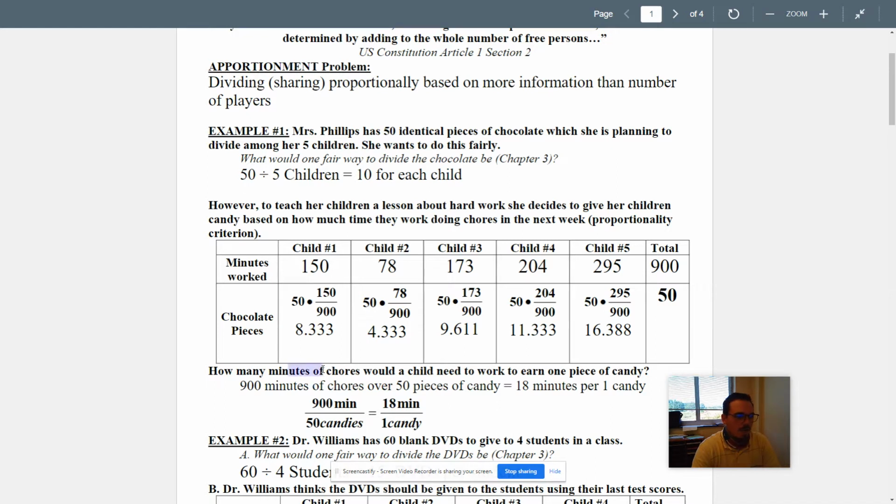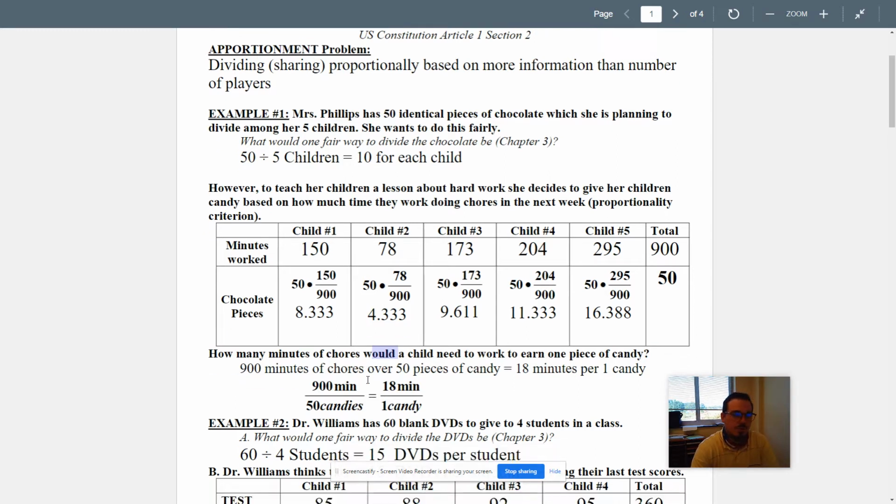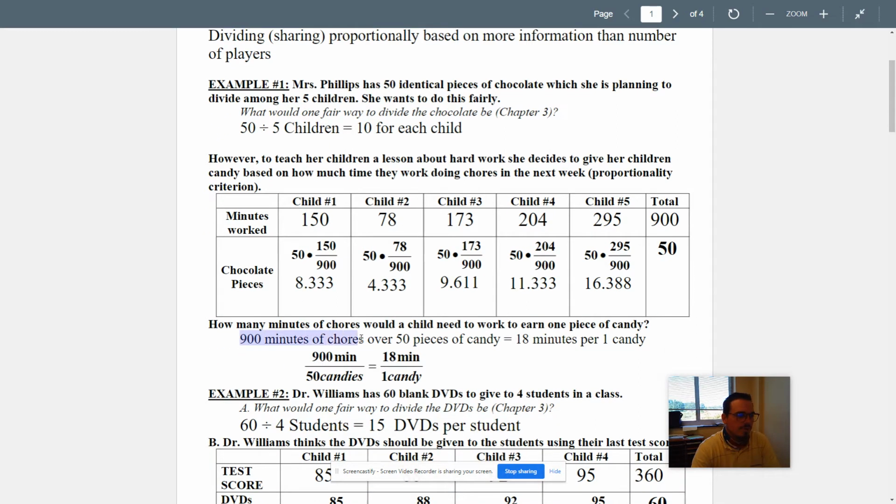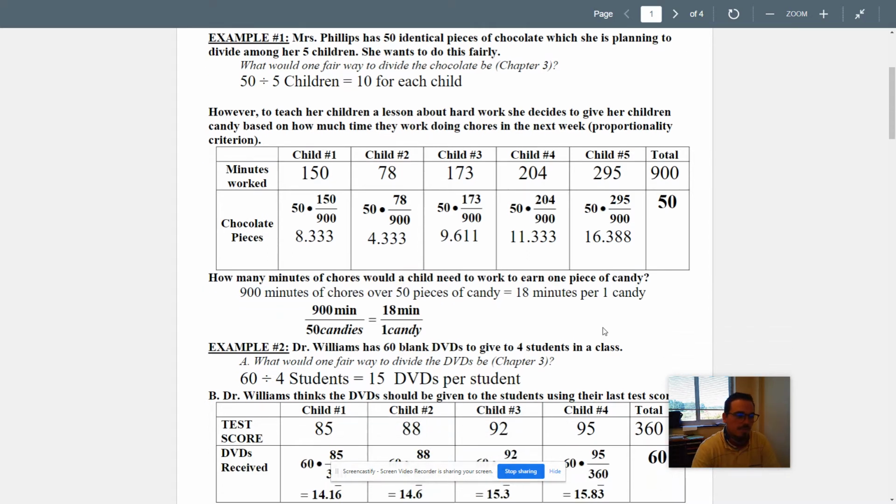Okay, how many minutes of chores would a child need to work to earn, say, one piece of candy? So if they wanted to work after knowing that everybody's going to work for 900 minutes, how much would they need to work to earn one piece of candy? Well, we will set up a proportion in this regard. So 900 minutes of chores over 50 pieces would be kind of the total. So what we want to do is say that that's going to equal 18 minutes per one piece of candy. So we set up a proportion.